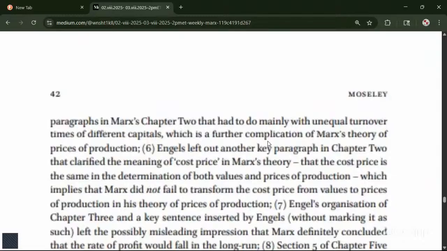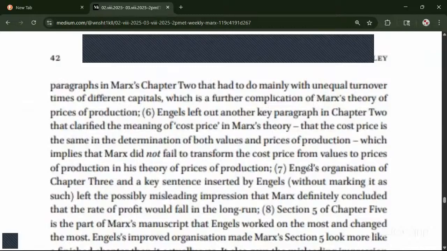Number seven, Engels's organization of chapter 3, and a key sentence inserted by Engels without marking it as such, left the possibly misleading impression that Marx definitely concluded that the rate of profit would fall in the long run. It's a big deal.